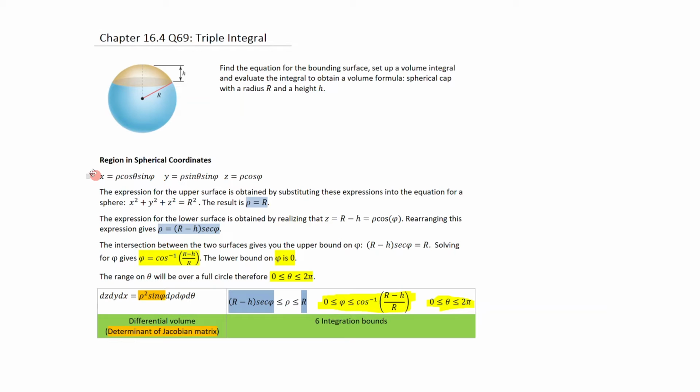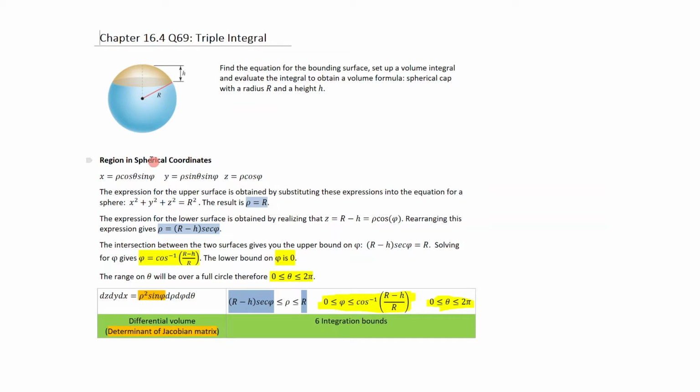All right, so the next thing to do is to determine the equation of the upper surface, and this is obtained by taking the equation of the sphere, which is this expression that you see here, and substituting in for x, y, and z into this expression. If you compute the sum of the squares, you will end up with rho, and rho is equal to r. You have a rho squared and an r squared, take the square root, and you get rho equals r.